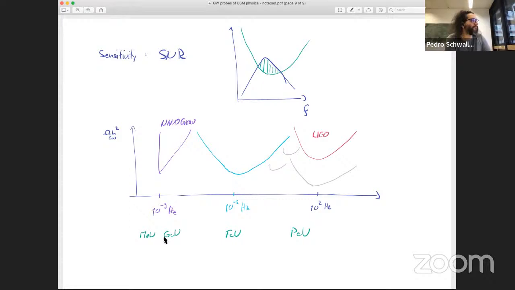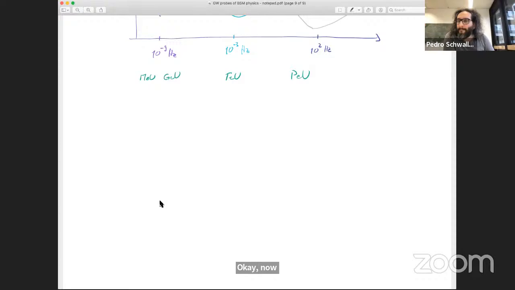Now, I'm essentially out of time, so I will not cover scalar fields, but there's one thing on the scalar field slide that I want to show you. So let me switch slides for one second.